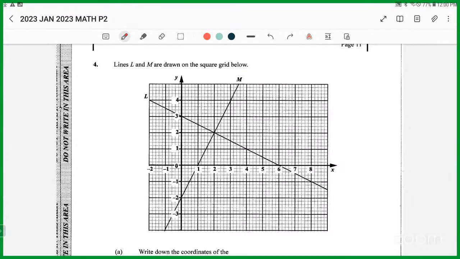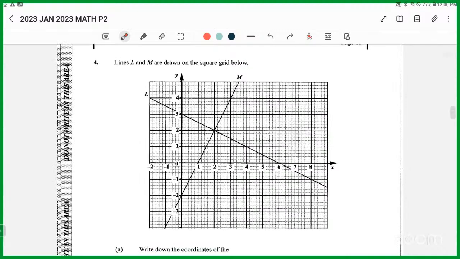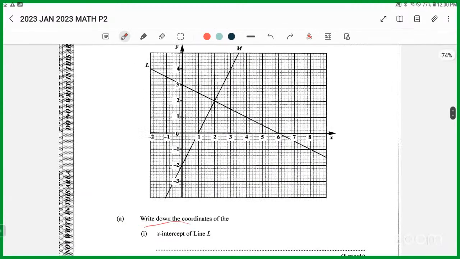Like this question. It says lines L and M are shown on the square grid below. Write the coordinates of the x-axis intercept, the x-intercept of L. Which one is L? This one is L.